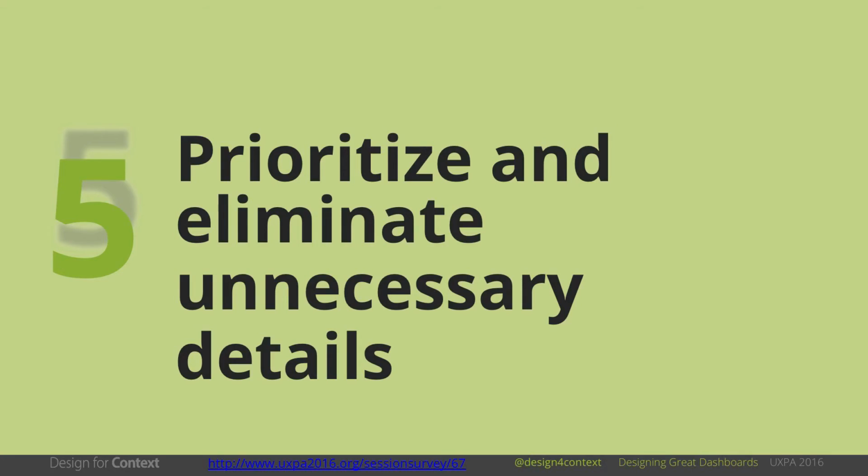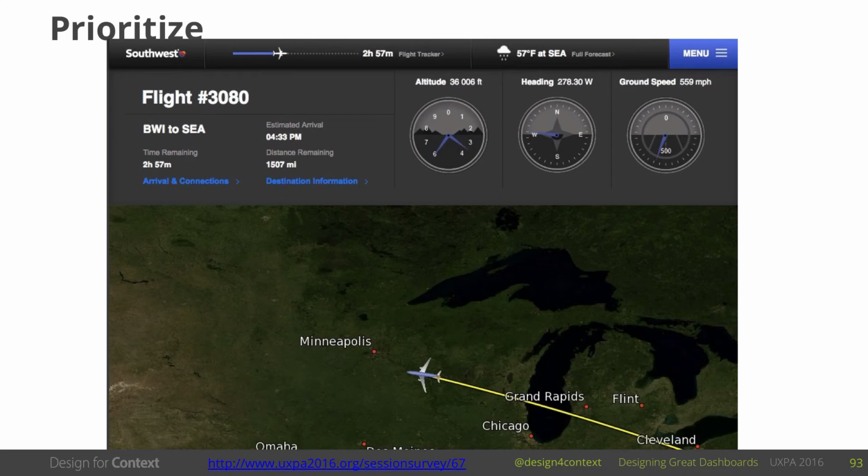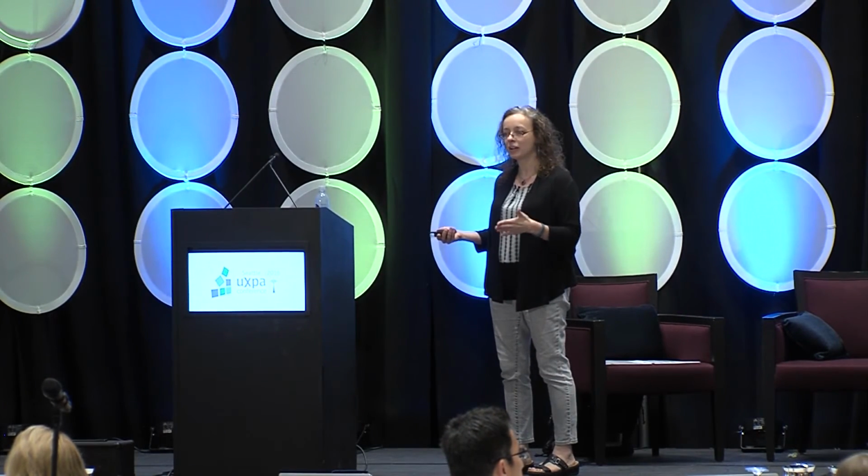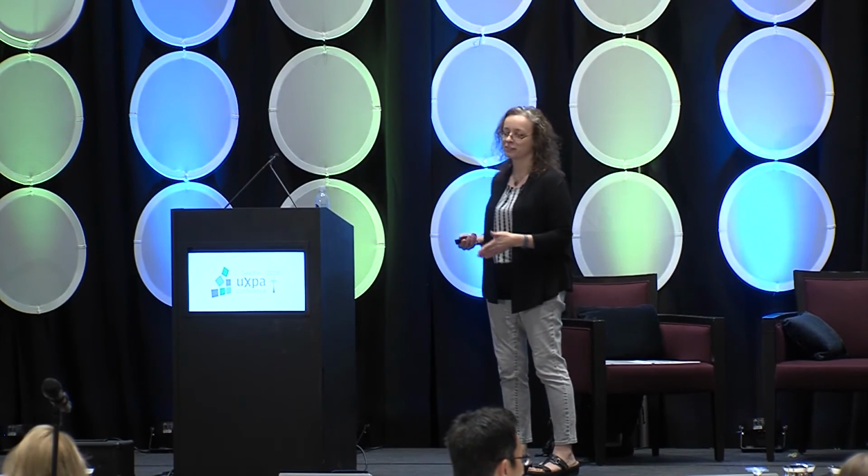Prioritize and eliminate unnecessary details. I threw this in because I was sitting on the airplane looking at this display, and it made me think about prioritizing, because once I'm already on the flight, I really don't need to know the flight number anymore. What I'm most interested in at this point on my journey is, when am I going to get there? How much longer is it going to take? So it's relevant to think about what's a priority, and does that change over time? While I was at the airport, it would have been really useful to know what the flight number was, right? But my priorities change as time goes on.